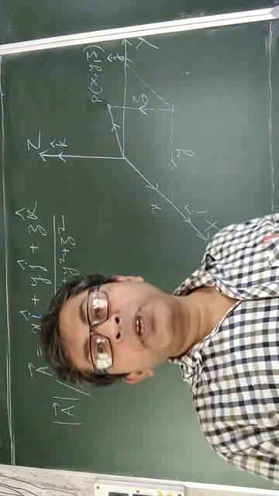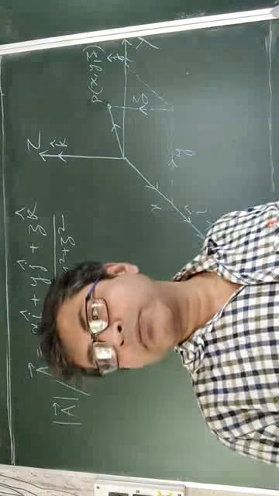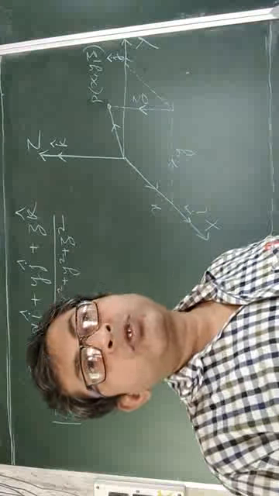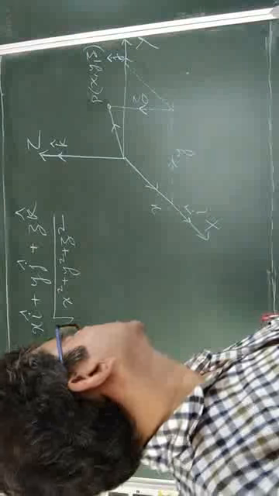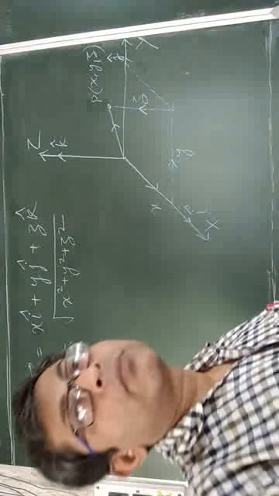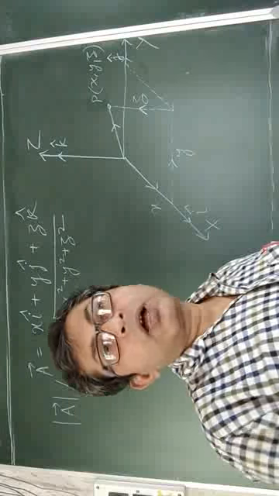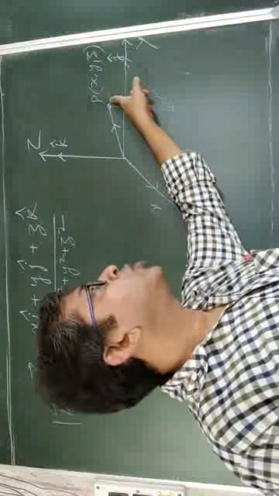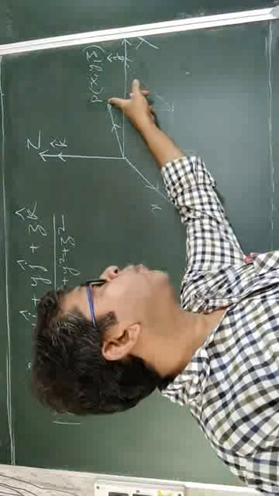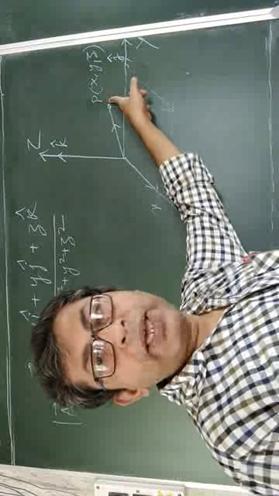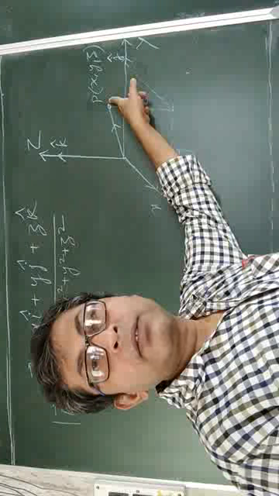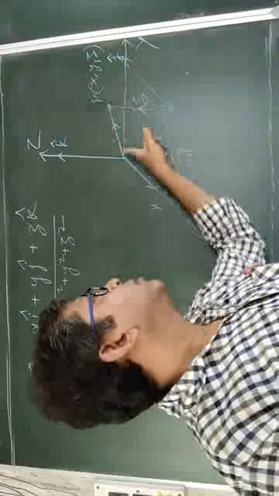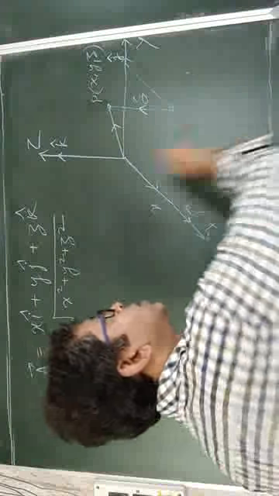In the previous lecture, I discussed position vector, where with the help of a vector we can express the position or location of a point in space, that means in a three-dimensional frame.